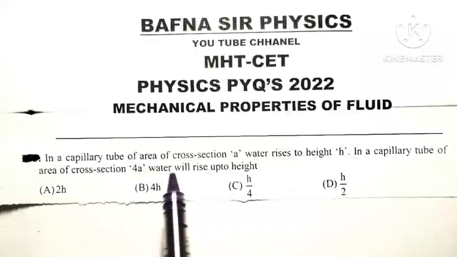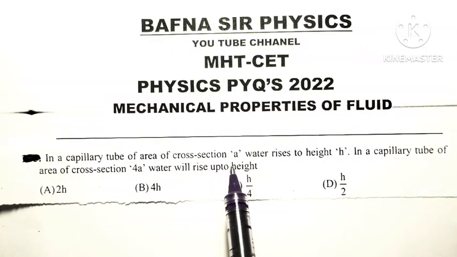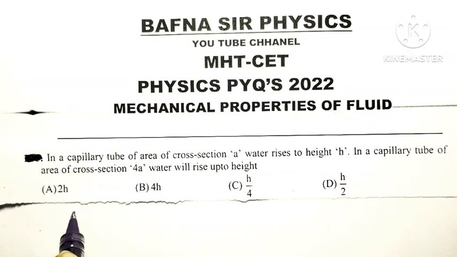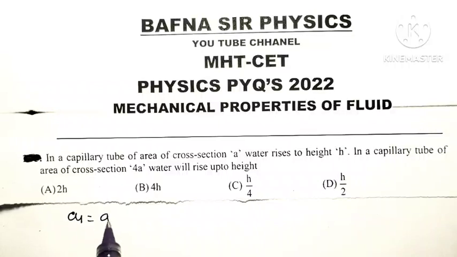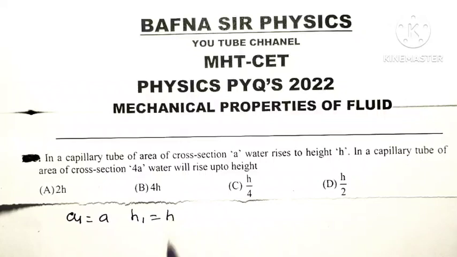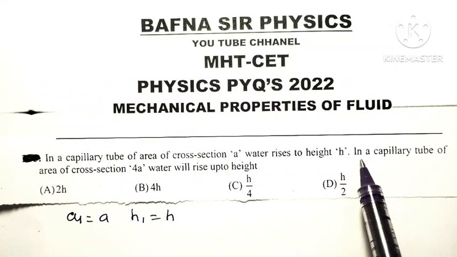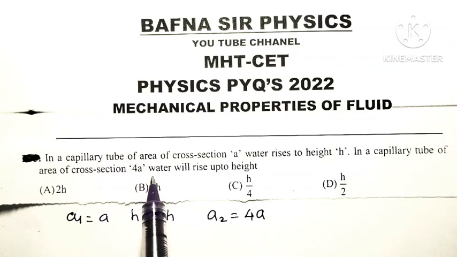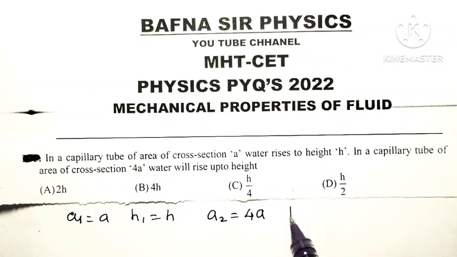In a capillary tube of area of cross section A, water rises to height h. So we have a capillary tube whose area of cross section is A, in which water rises to a height h1 equal to h. Now in another capillary tube whose area of cross section is 4A, water will rise up to what height? So H2 is equal to question mark.